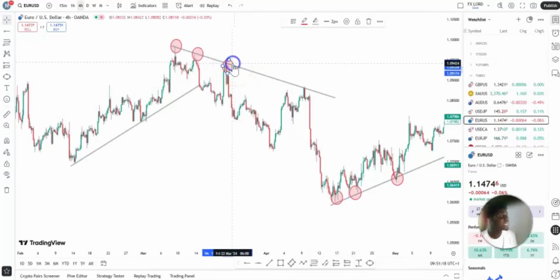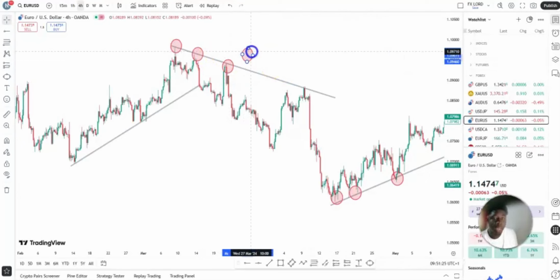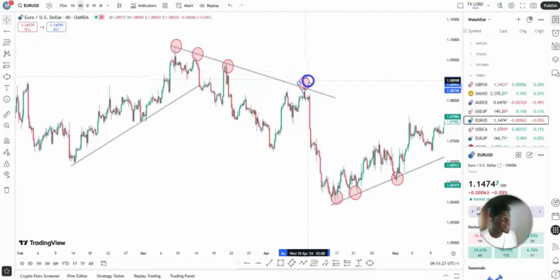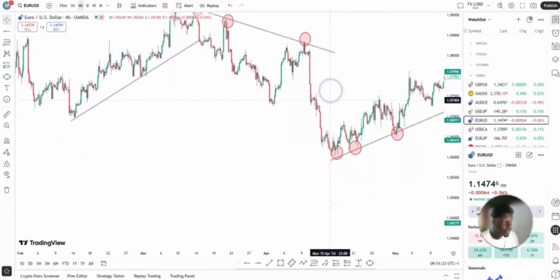So what I will do here is that I'll wait patiently for the fourth time, that is if I didn't catch the third time. The market will come into this trend line, and when the market taps into this trend line, I sell again. Look at how much profit.